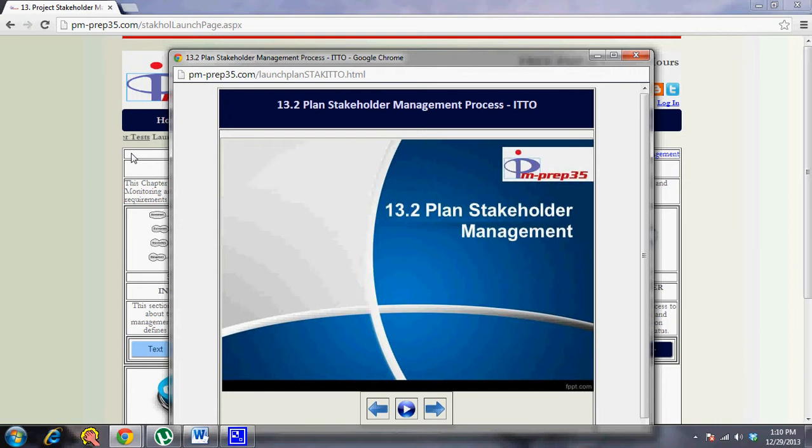In this session I am going to cover the plan stakeholder management process. This process deals with the creation of the stakeholder management plan, a subsidiary plan of the project management plan.